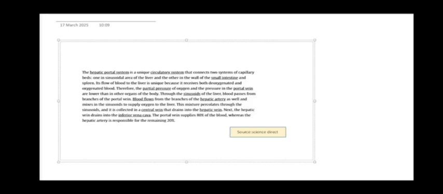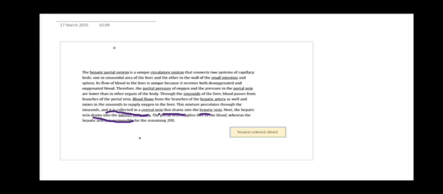See this line. What are they trying to say here? It is collected in a central vein that drains into the hepatic vein. The hepatic vein drains into the inferior vena cava. So what they are trying to say is, the deoxygenated and oxygenated blood with the absorbed nutrients goes inside the liver, and then from that liver they transfer it to the inferior vena cava.